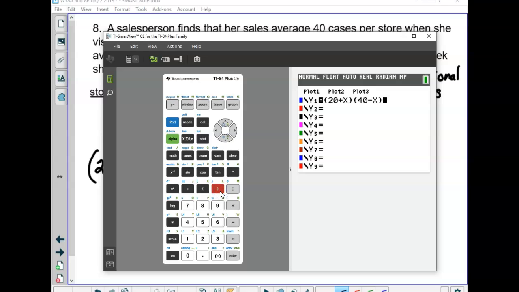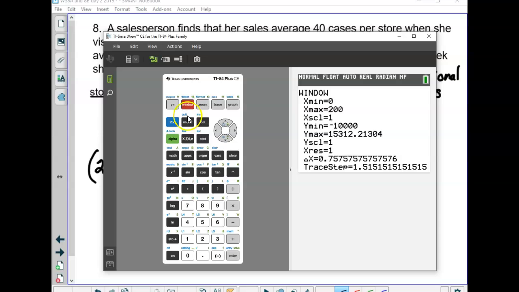Anybody have any idea what kind of numbers we're looking at here? Think about this for a second. What's the maximum X could be in a real world situation? Look at that. Can you take away more than 40 from 40? No. So I'm thinking 40 is the max, right? So for our window, I'm going to do 0 to 40 for my X's.